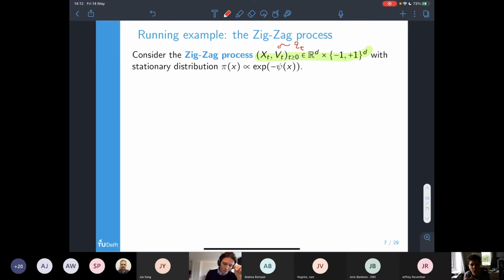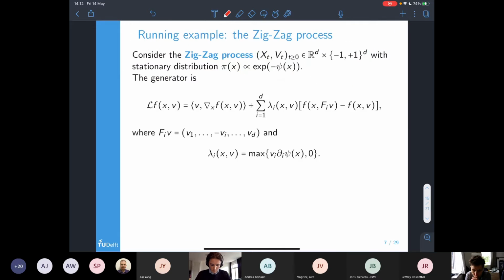And if we choose some objects properly, in particular the switching rates, we can then have a zigzag process that converges to this pi. Naturally, here I'm omitting that the velocity part also plays a role, but we really care about the invariant distribution of the position part. And psi here is our potential, and generally many properties are expressed in terms of it.